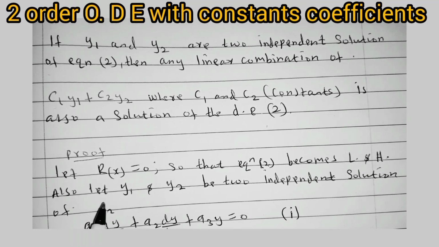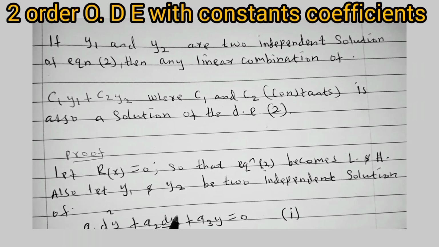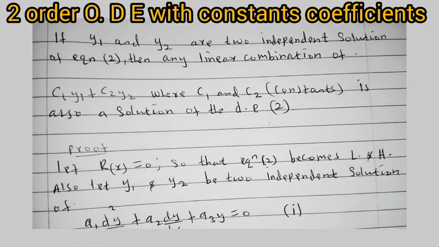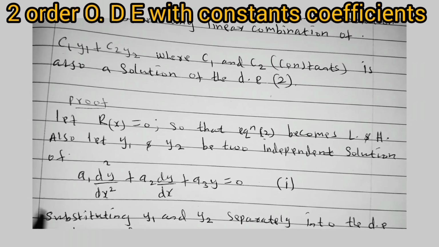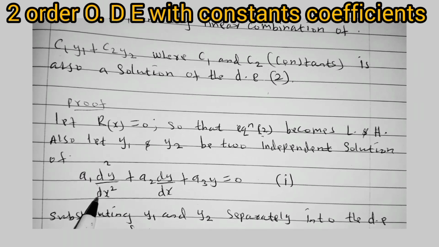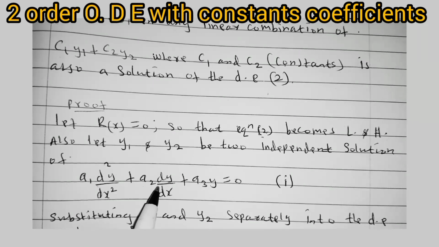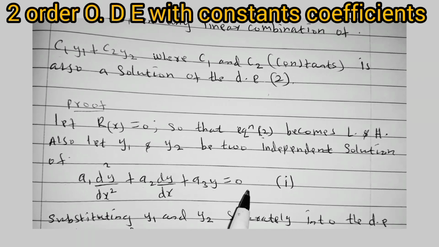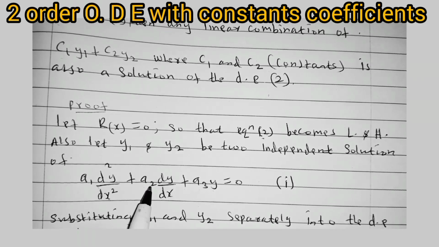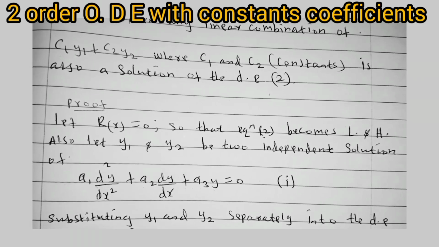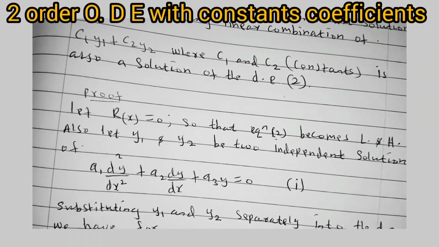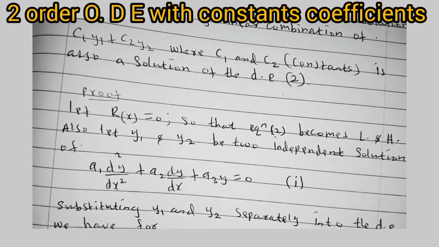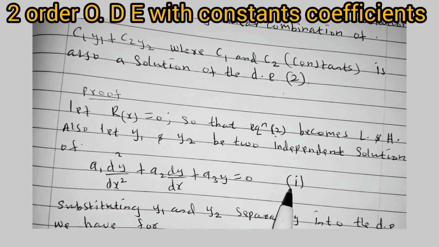Also, we let y1 and y2 be two independent solutions of this equation: A1 d²y/dx² + A2 dy/dx + A3 y = 0. Here, remember A1, A2, A3 are all constants. Then we substitute y1 and y2 separately into differential equation 1 above.